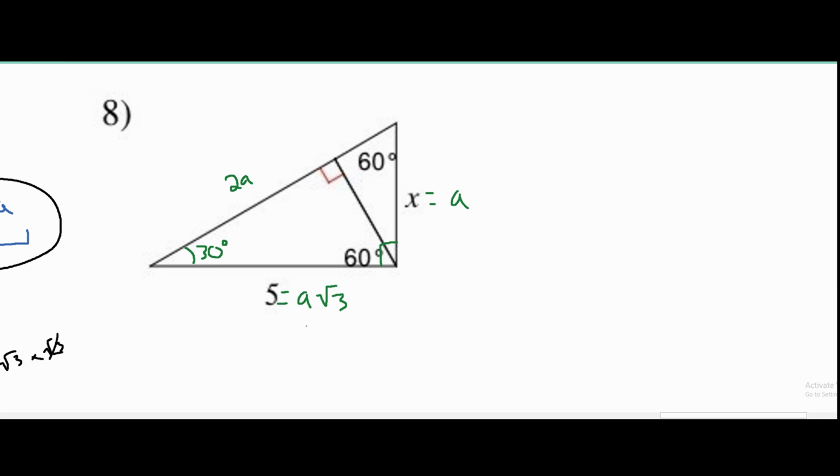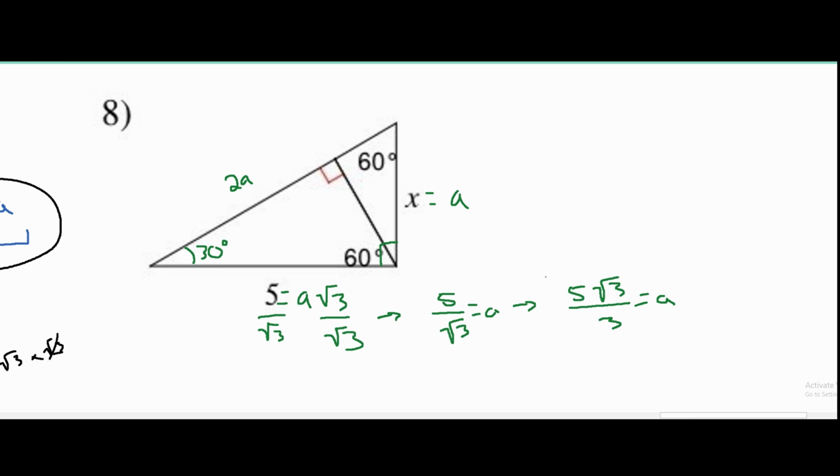So we can start solving these. We need to find a. This is the super easy way to solve the problem. Just find a and plug it into everything. So we have 5 is equal to a square root of 3. If we divide both sides by square root of 3, we're going to get that 5 over square root of 3 is equal to a. If we want to simplify this, we can rewrite this as 5 square root of 3 over 3, and that is equal to a.